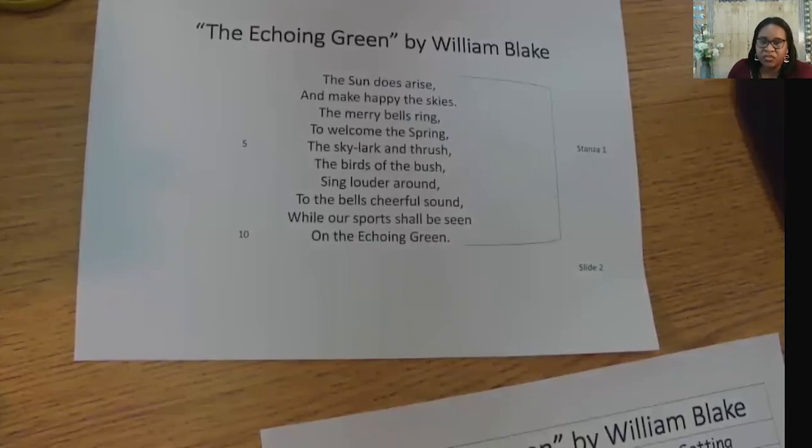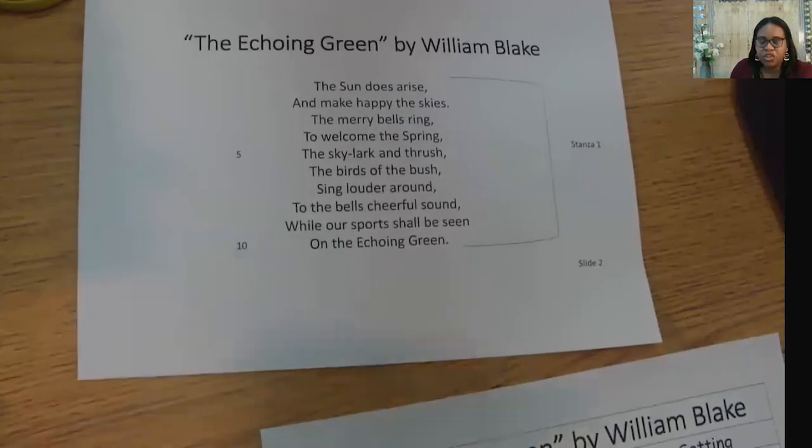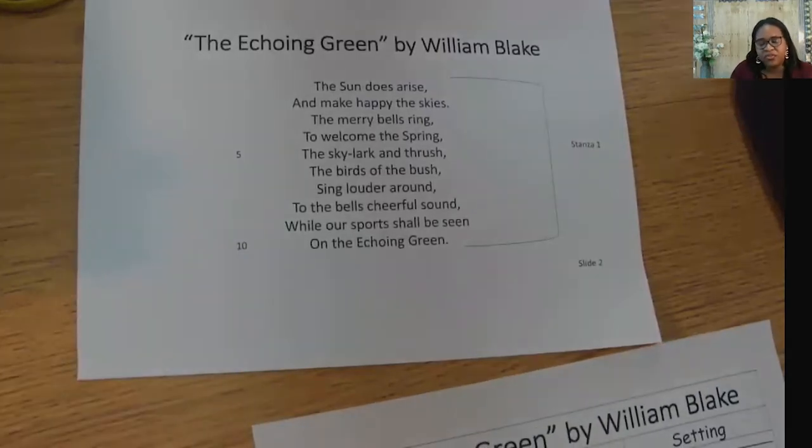I'm going to reread the first stanza. Remember, you are listening for who are the characters and what are they doing. We're going to first analyze each stanza for characters and then later for the setting.